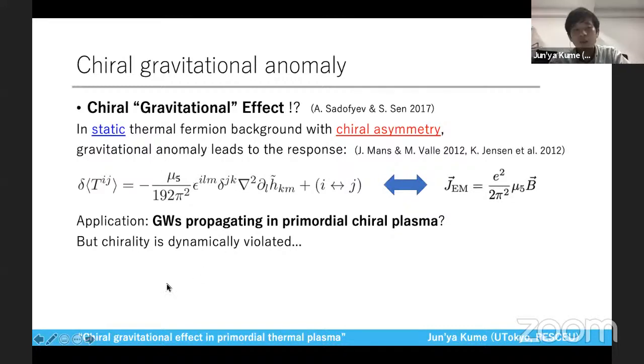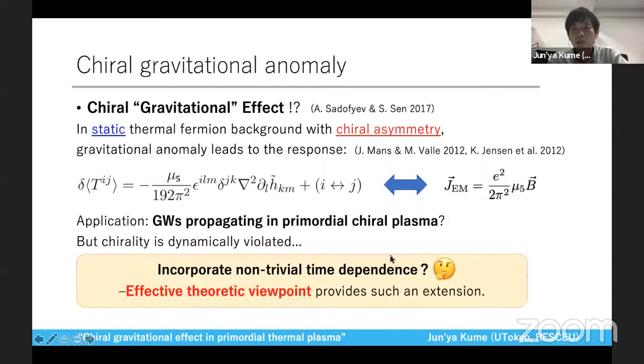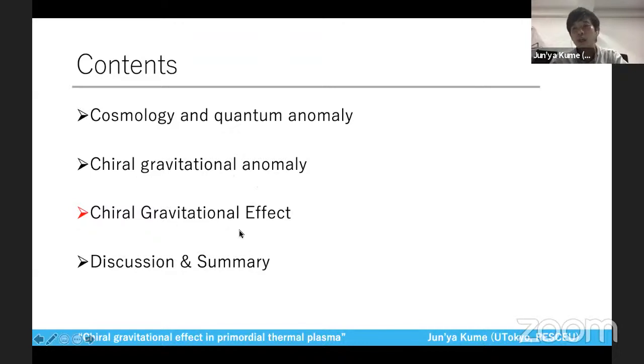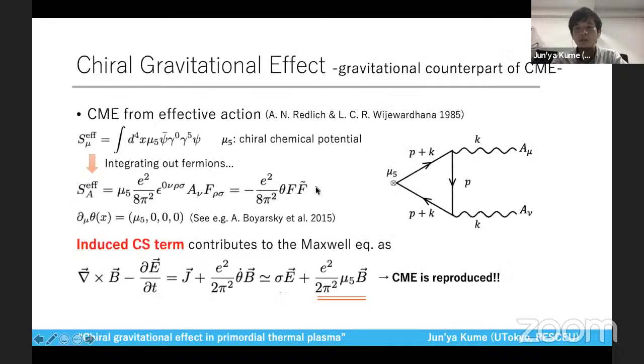So now you can consider some applications in cosmology, like GWs propagating in primordial plasma. But it is not so straightforward, because we can expect chirality violation to happen dynamically in this plasma. So we need to take into account the non-trivial time dependence of the background. In our work, we show that such an extension can be done by an effective theoretic approach. So let me talk about this chiral gravitational effect in time-dependent backgrounds.